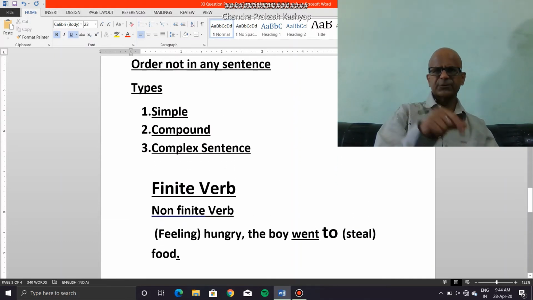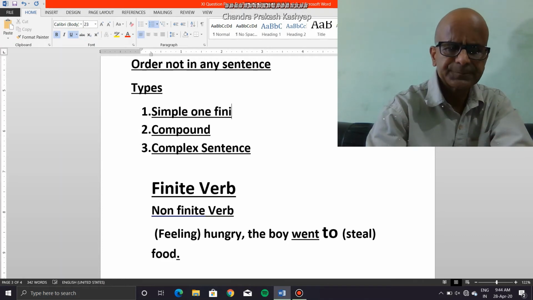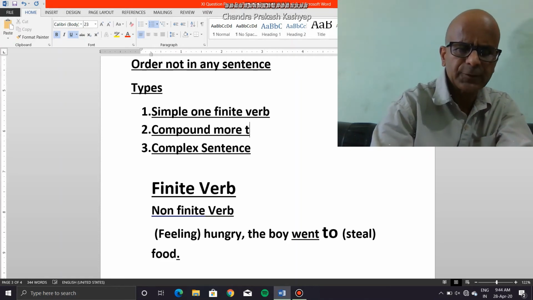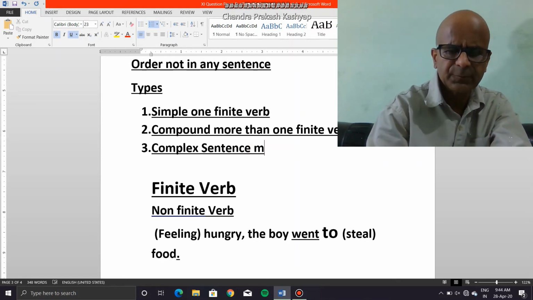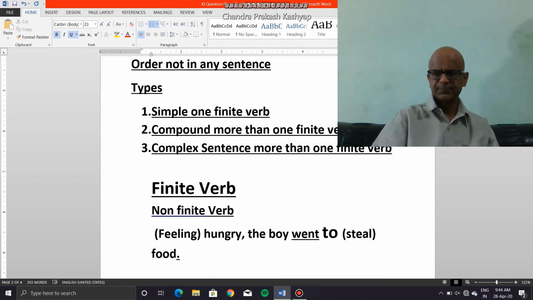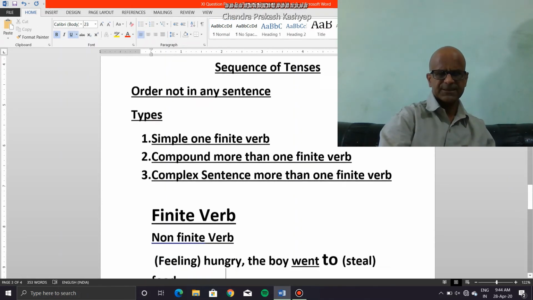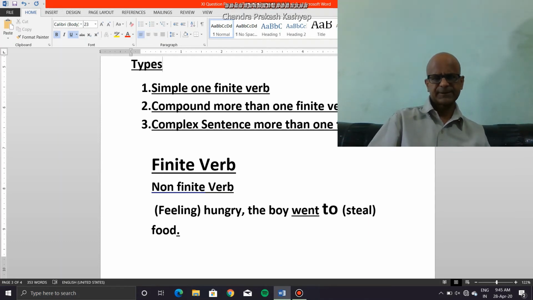So let's come back to the definition of simple, compound and complex sentence. A simple sentence will have one finite verb. Compound and complex will have more than one finite verb. So, come back to this sentence. Let's identify this sentence: Feeling hungry, the boy went to steal food. The number of finite verbs is 1. So therefore it's a simple sentence. Feeling hungry, the boy went to steal food is a simple sentence. Fine. There is only one finite verb, which is went.